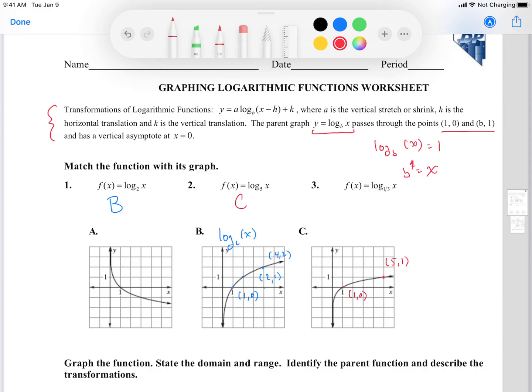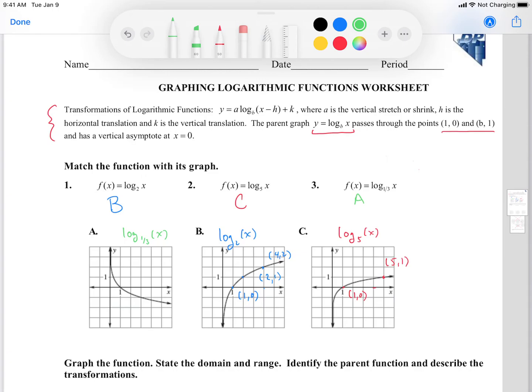So if my y is 1 and my x was 5 here, this is the same thing as b to the first is equal to x, and if we know that x is 5 in this case, it means b to the first is equal to 5. So b has got to be equal to 5 in this case. So this belongs to log base 5 of x, which means that this other one is log base 1/3 of x.